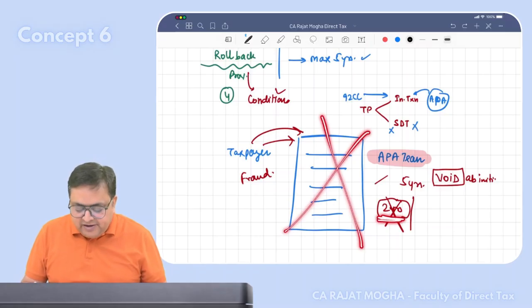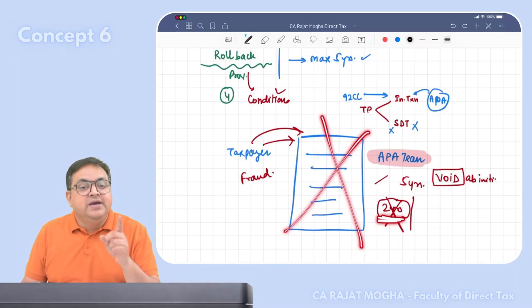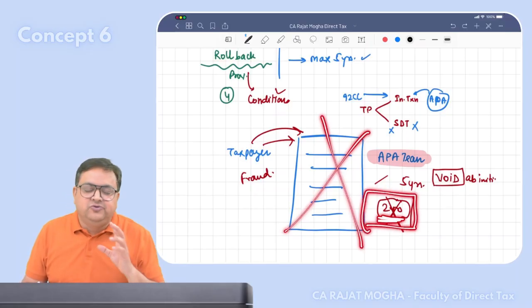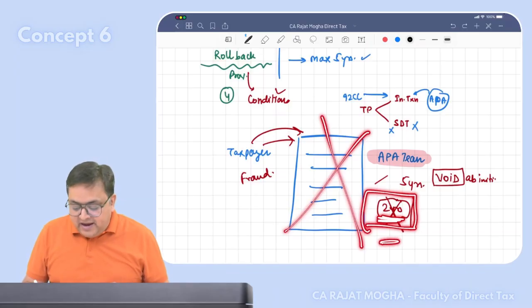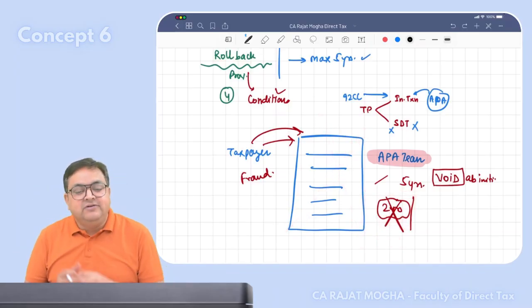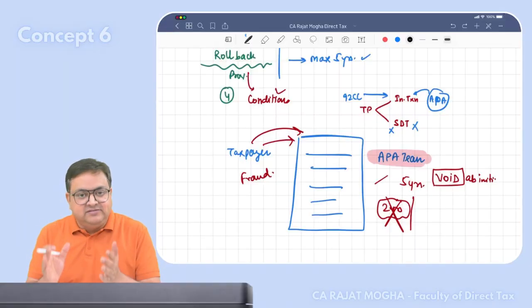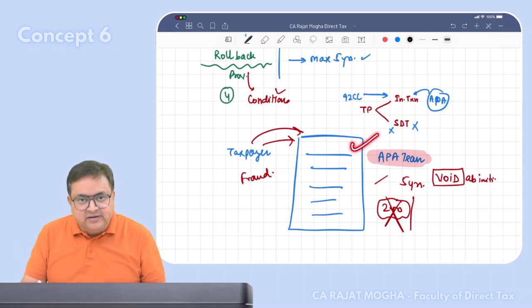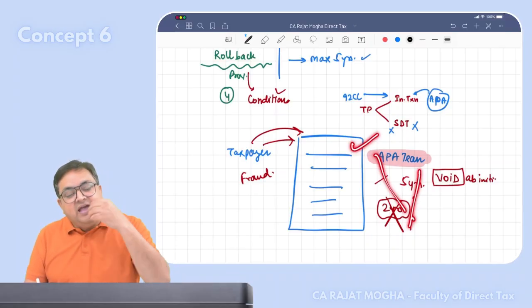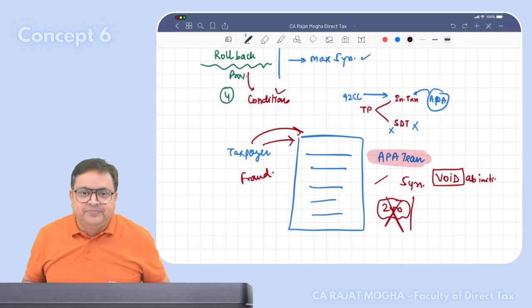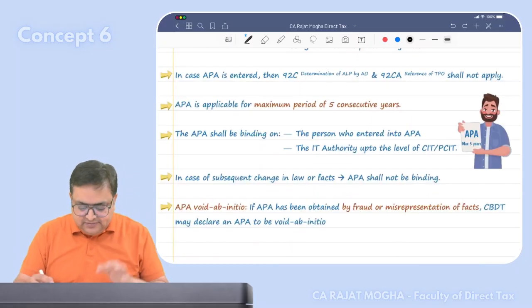And whatever we have determined for the last 2 years, it would be an incorrect ALP. Then these will also be assessed or reassessed by the assessing officer. And let's say, for example, if the assessment time limit has expired, it doesn't matter. Whatever the days were actually wasted from the time when the APA was signed till the time it is declared void, we will give you those extra. We will extend those periods in all the provisions of the Income Tax Act. Got it? So it's very easy, logical now.